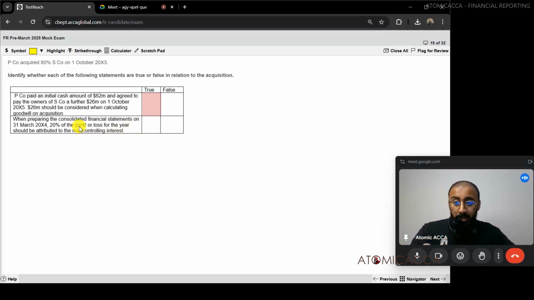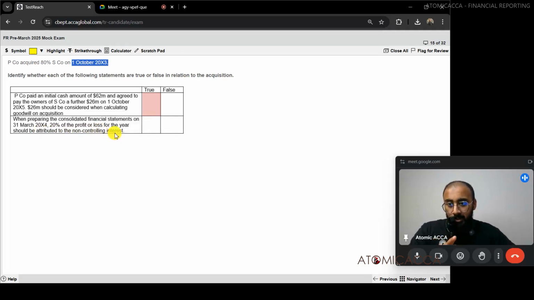Next one, when preparing the consolidated financial statements on 31st March X4, 20% of the profit or loss for the year should be attributed to NCI. When preparing the consolidated financial statements on 31st March X4, 1st October X3 is the acquisition date. So 1st October to 31st March X4, that's 6 months: October, November, December, Jan, Feb, March. Okay, 6 months. While preparing the consolidated financial statements as of 31st March X4, 20% of the profit or loss for the year should be attributed to NCI.